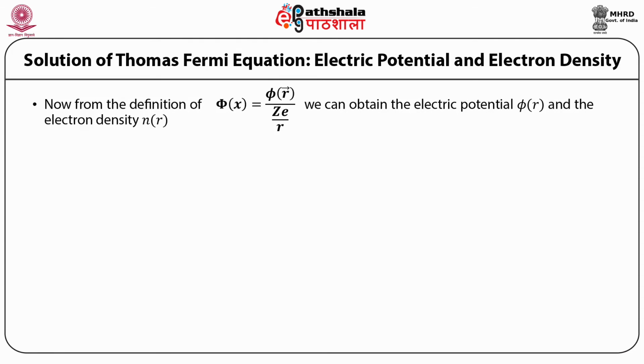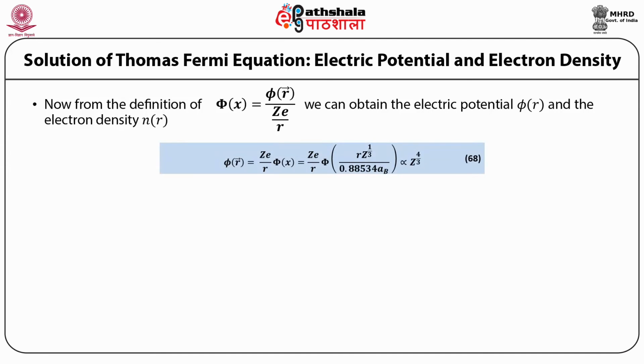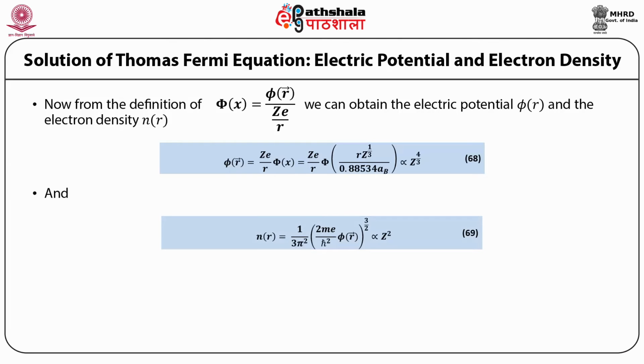Now, from the definition of phi x is equal to phi r upon Ze upon r, we can obtain the electrical potential phi r and the electron density n(r). Phi r is equal to Ze upon r into phi x is equal to Ze upon r phi as a function of r multiplied by Z raised to power 1 by 3 divided by 0.88534 a_B, which is proportional to Z raised to power 4 by 3. And n(r) is equal to 1 upon 3 pi square multiplied by 2 me upon h bar square phi r raised to power 3 by 2, which is proportional to Z square.